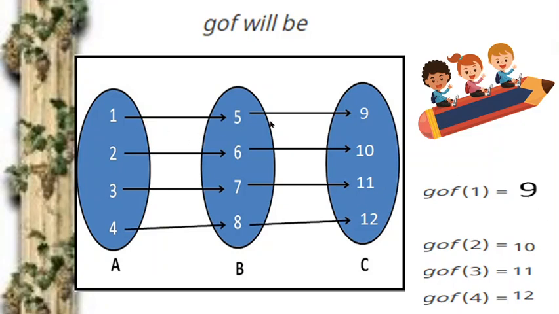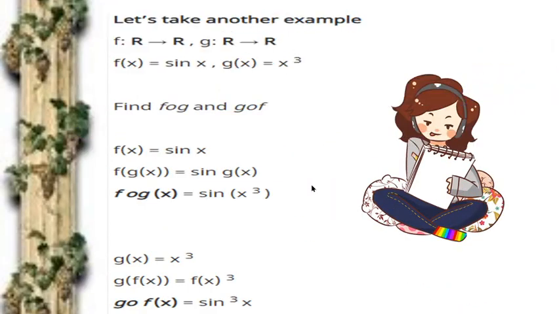1 is mapped with 5, 5 is mapped with 9. 2 with 6, 6 with 10. 3 with 7, 7 with 11. 4 with 8 and 8 with 12. So gof of 1 is 9, gof of 2 is 10, gof of 3 is 11, gof of 4 is 12. Now let's take one more example.